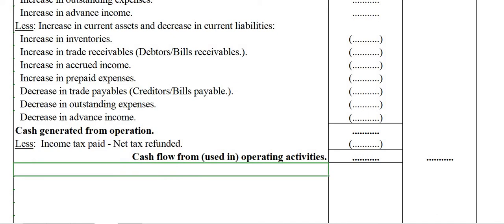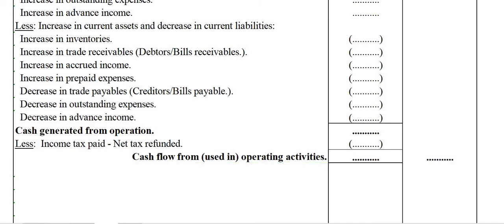See, if this is a positive amount, a plus amount, it is cash received from operating activities, or cash flow from operating activities. If it is a negative figure, if you get it in brackets, it will be a negative one. That means the amounts deducted are more. So then it will be called cash flow used in, or cash used in, operating activities. So the first part is over.